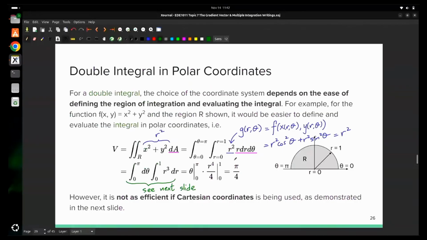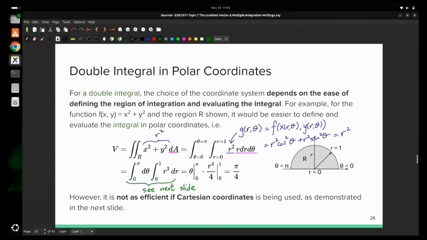So that begs the question: when do you use polar coordinates? The answer is, when region R is part of a circle, part of a disk, a circular shape, then polar coordinates will typically be easier.